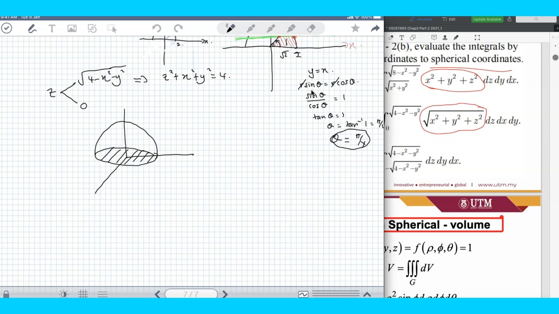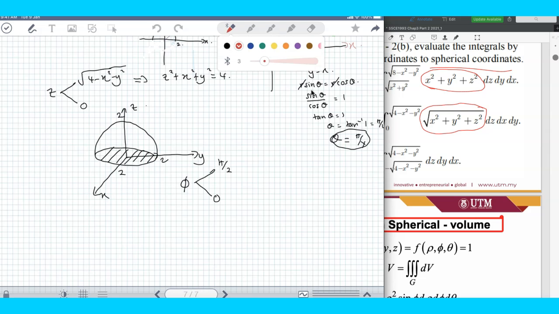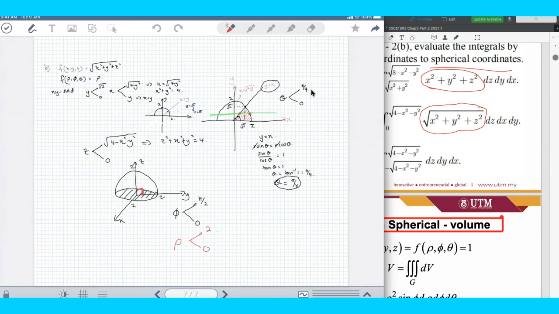So you have a solid, with 2, 2, and 2 on the xyz axes. That is your solid. From the solid, you can determine phi from 0 to pi over 2, 90 degrees, because you have a hemisphere here where your angle is 90 degrees. And then rho: rho is 0 to 2.